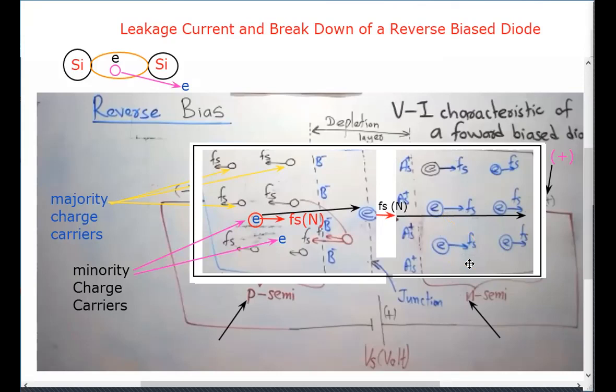Okay, dear? Sir, could you repeat the last sentence, please? Yeah. That current is known as leakage current.